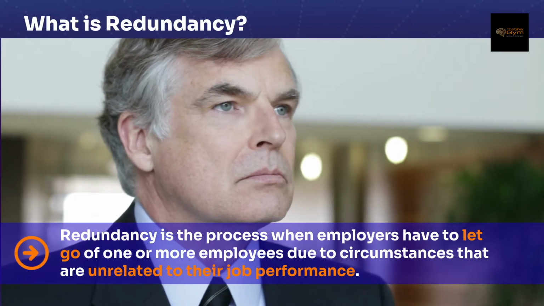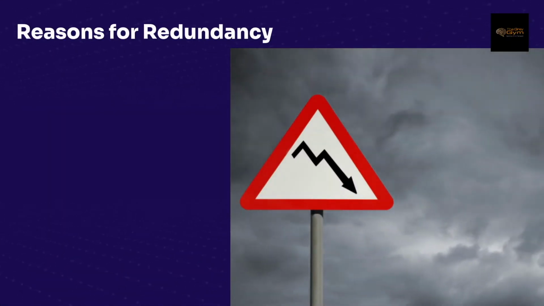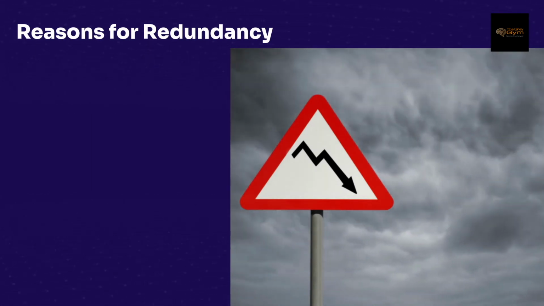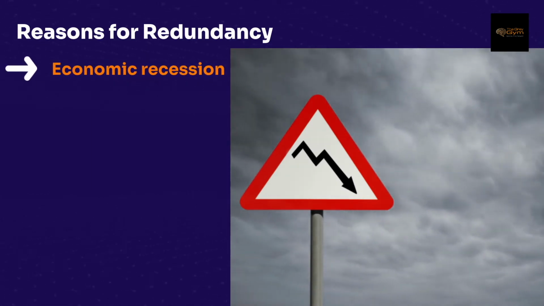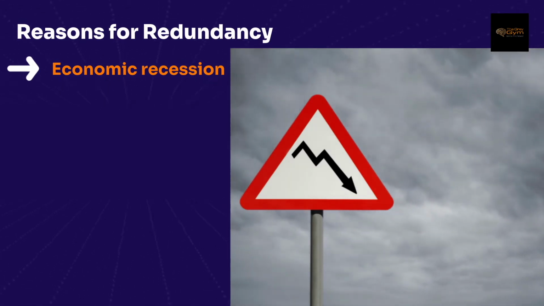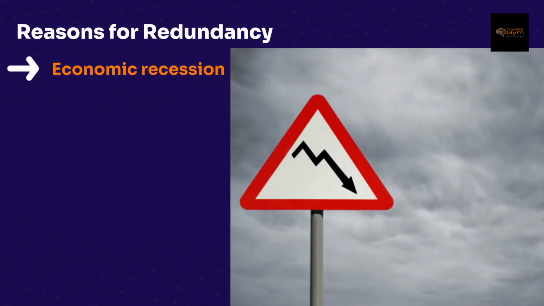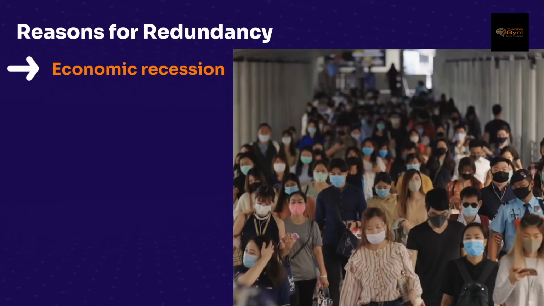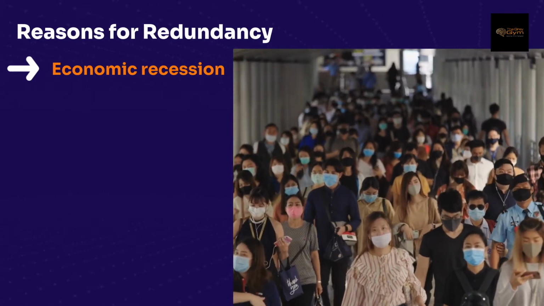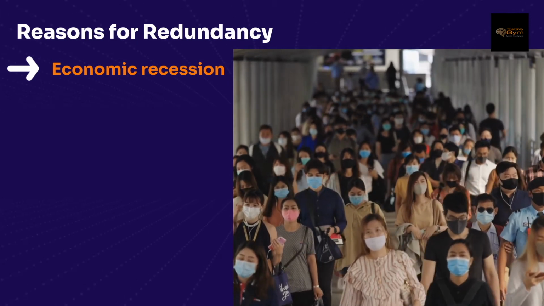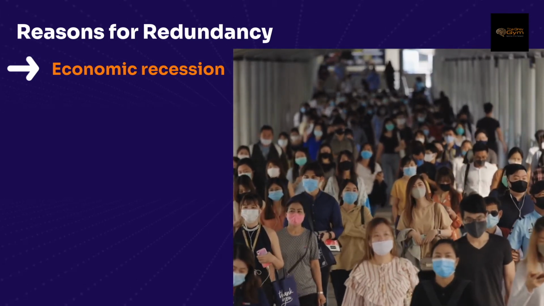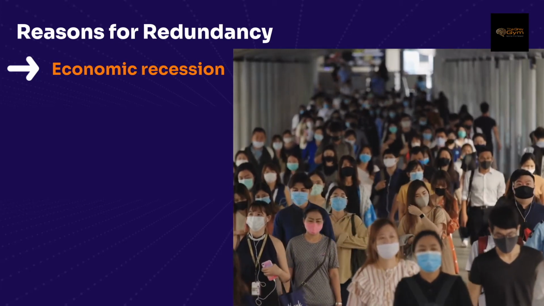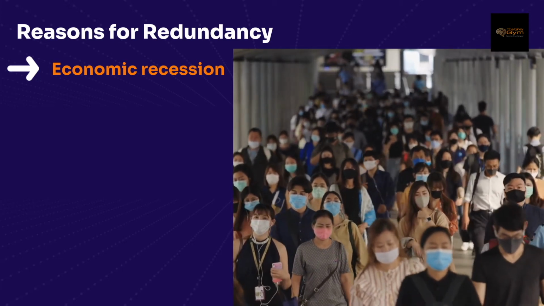Before we get to the 7 steps, here are some reasons why an organization may consider making their staff redundant. 1 is economic recession. If external factors like an economic recession start to affect your company, it might be necessary to let some employees go. The COVID-19 pandemic led to a worldwide economic recession for many businesses and had a significant impact on the world. In order to stay afloat, companies had to start making cuts, which often meant letting employees go.